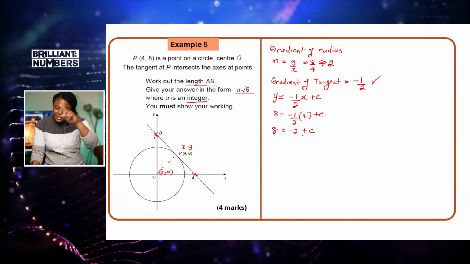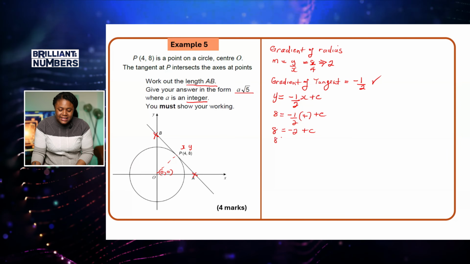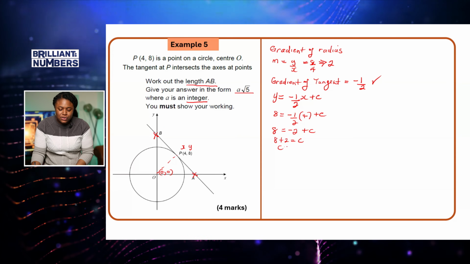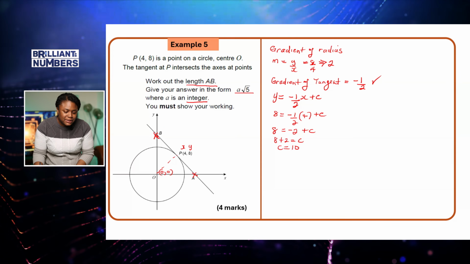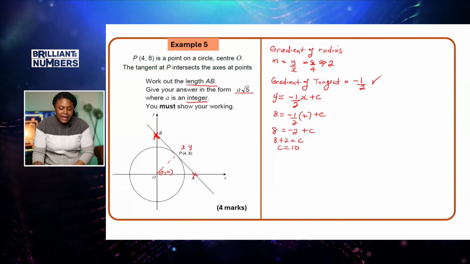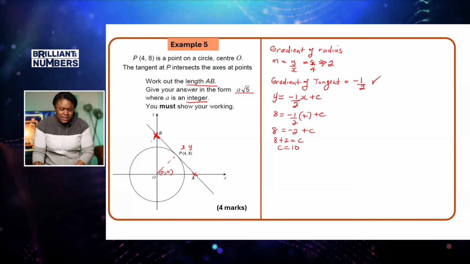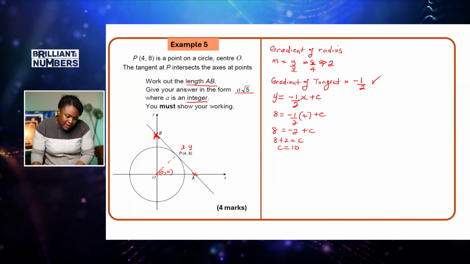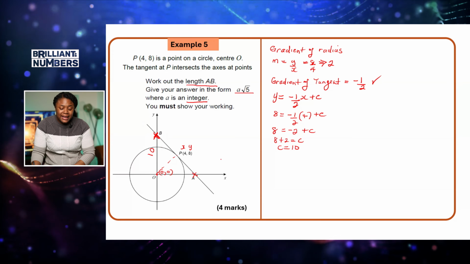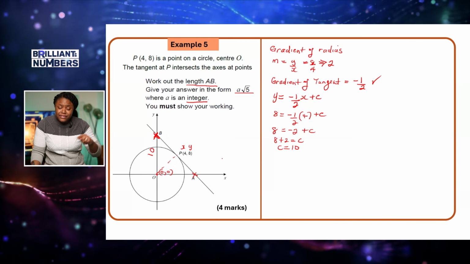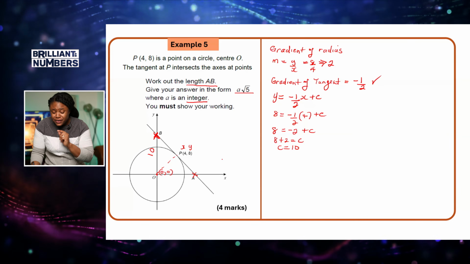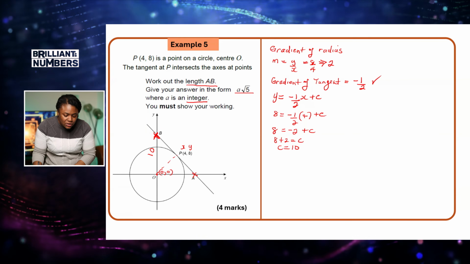All I need to do is the inverse of this operation. So 8 add 2 is equal to c. So therefore c is equal to 10, which is the intercept here, where the line, the tangent, crosses the y-axis. So we know that if c is 10, the distance from here will be 10 as well. So we have one part of our triangle which we will be able to use to find the length of AB. Awesome.